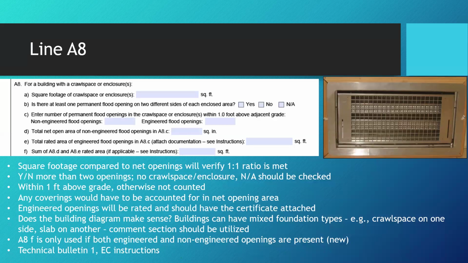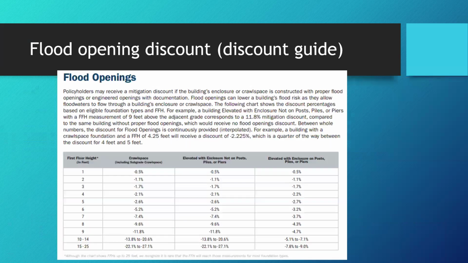And then the sum if you have both of them for A8F. Pretty straightforward. This is also from the discount guide. You can get a discount on your flood insurance depending on how many flood openings you have and your first floor height.